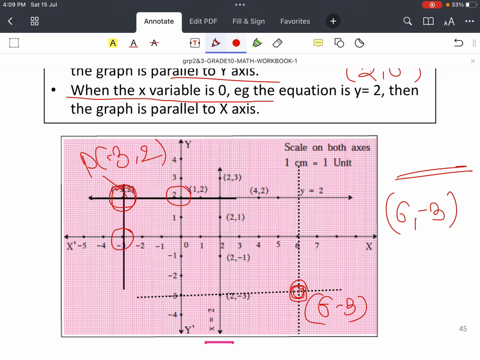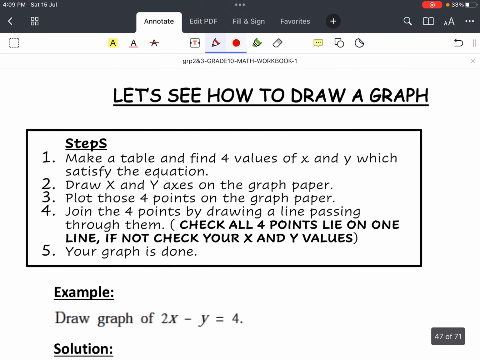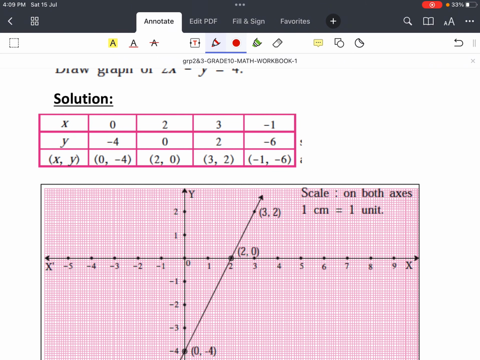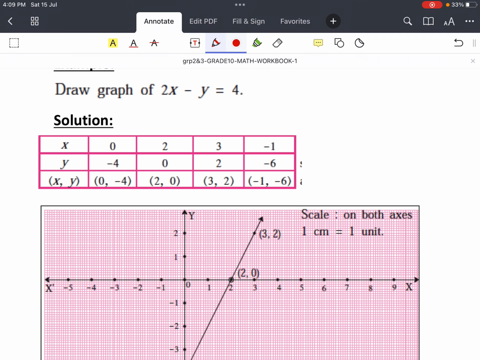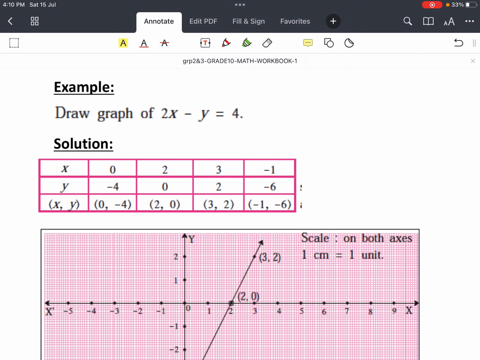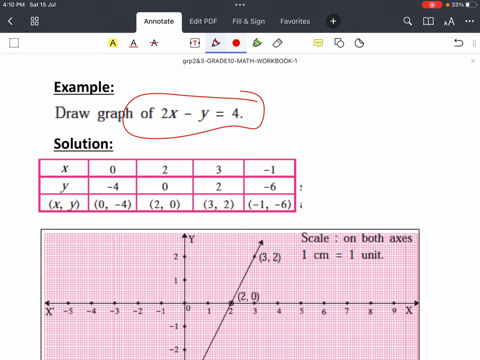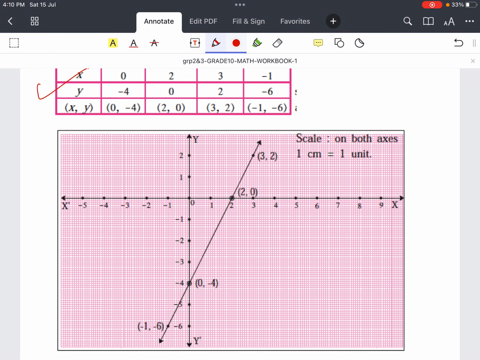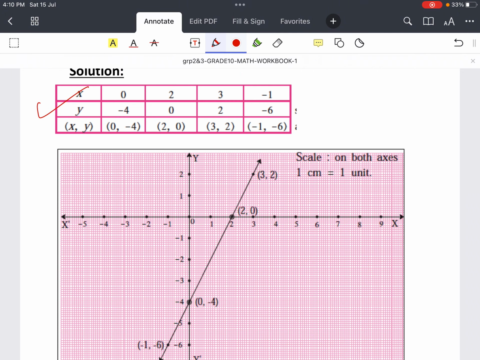Clear? Now let's move to the next one: how to draw a graph. This is a solved example which is given to you: 2x minus y is equal to 4, and for this we have to draw the graph. So what is the first thing? Solve or complete this table and then put these points on the graph paper. First of all, let's find out the points: the first point, second point, as well as the third point.